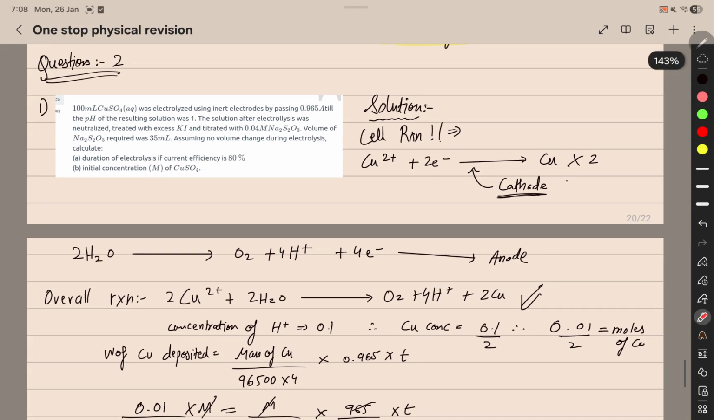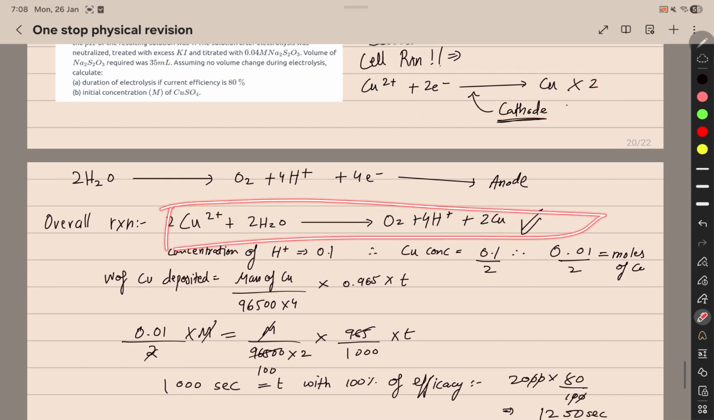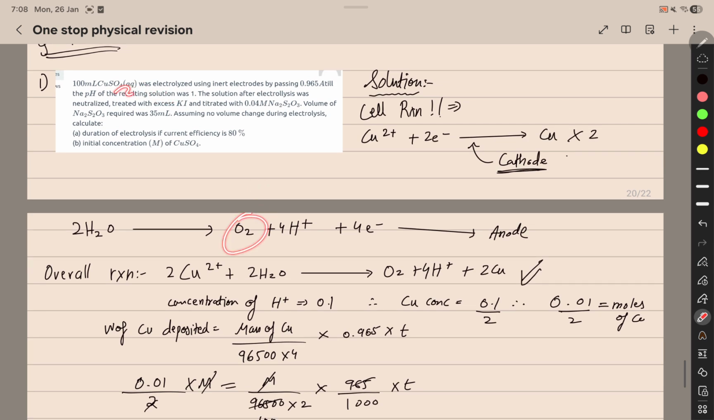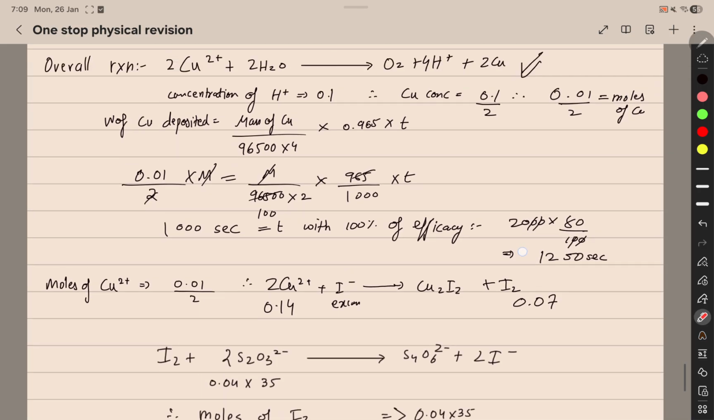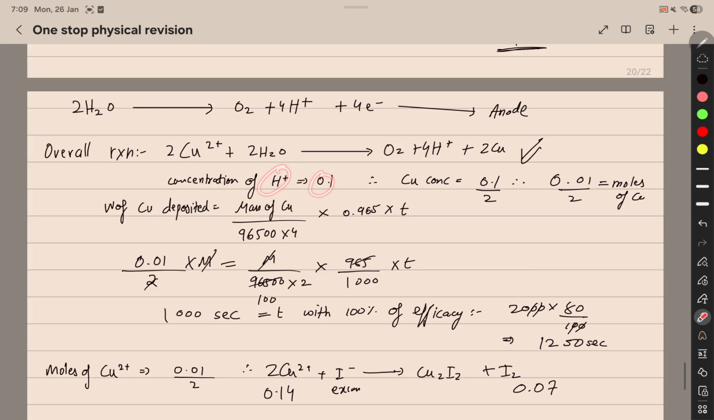So first thing, you have to write the cell reactions. Don't even think about anything else. Write cathode, anode, add them up nicely, and make the complete reaction. Obviously, it is electrolysis of CuSO4 in aqueous medium, so O2 will be released. SO4 2 minus will never be released because it is inert. Cu2 plus with water, you'll get the overall reaction, and then you will get the concentration of H plus as 0.1, obviously, from the pH definition.